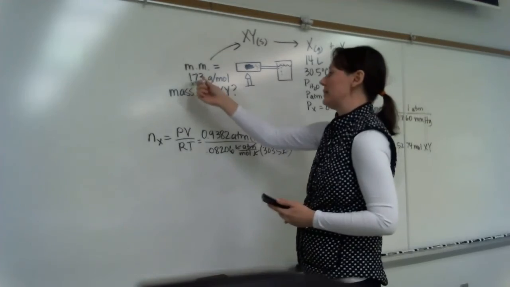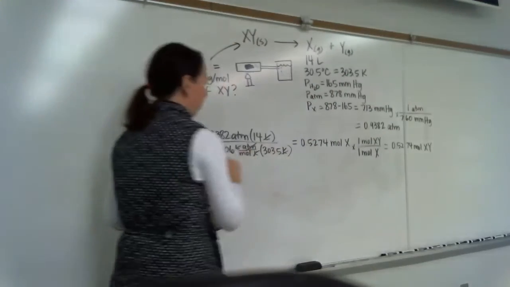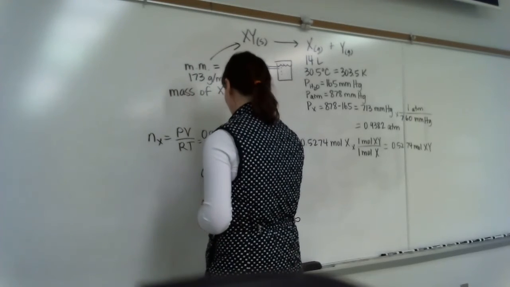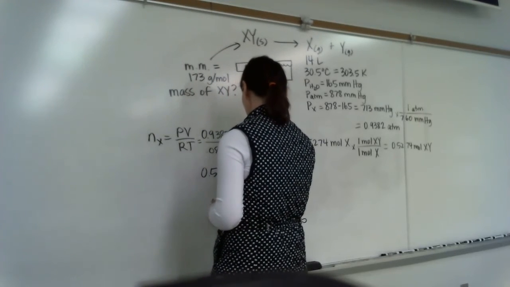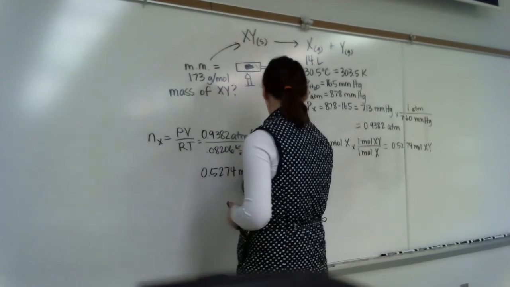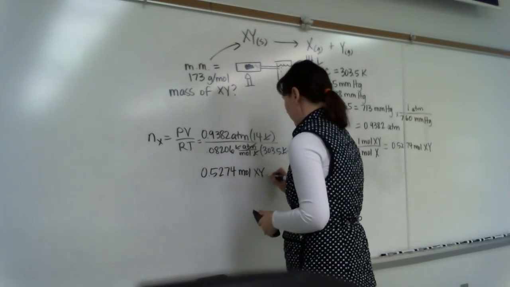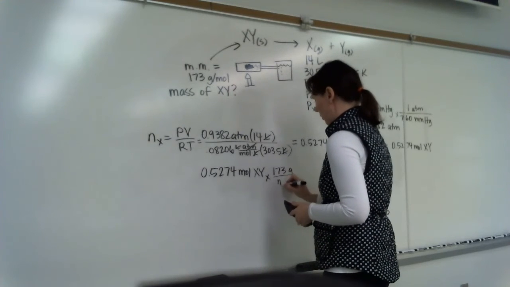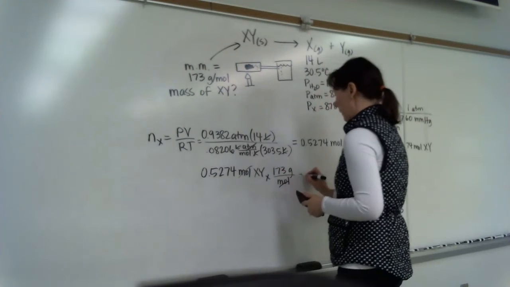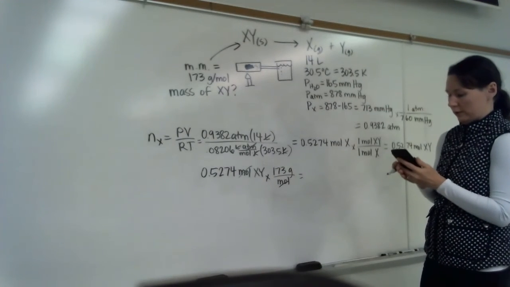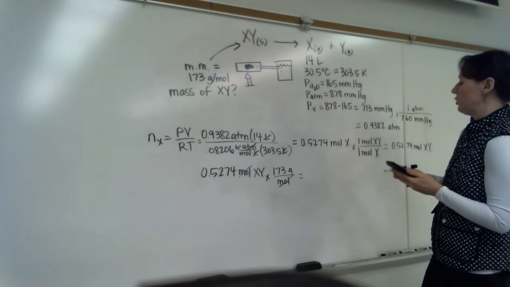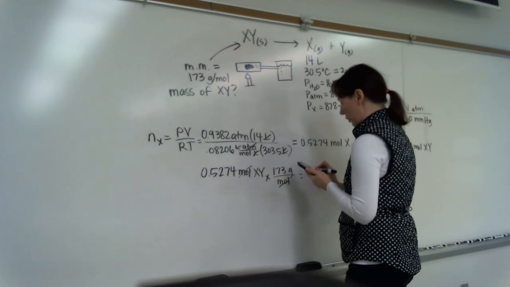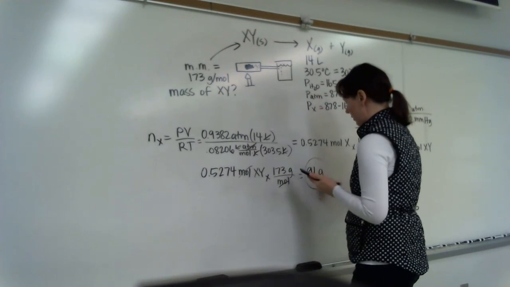How do I get the mass? I know moles. I gave you the molar mass. So 0.5274 moles of XY times 173 grams per mole. I'm keeping 2 sig figs. My calculator spits out 91.23, and so on. So that's just 91 grams.